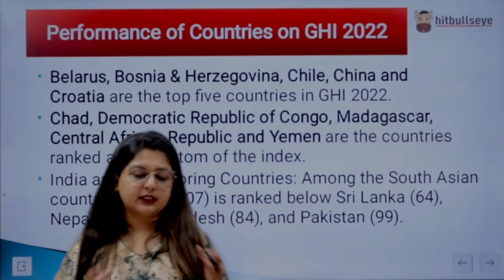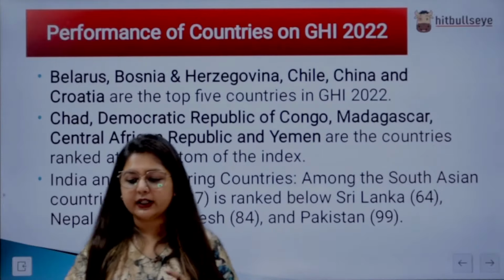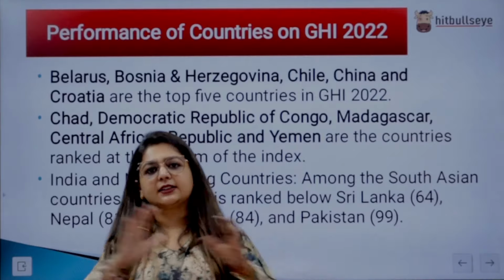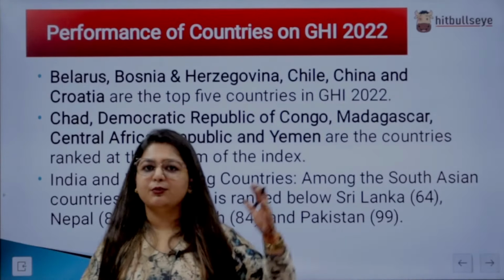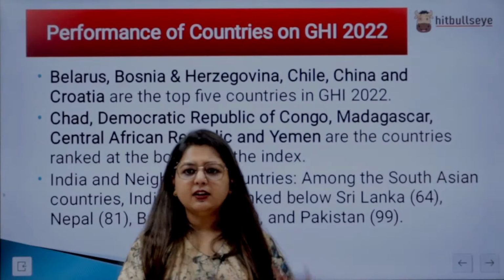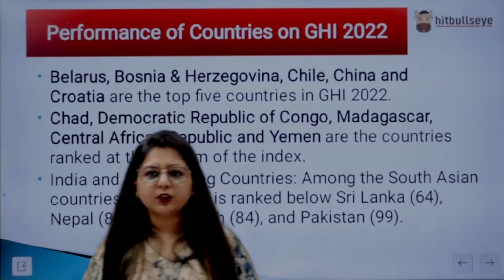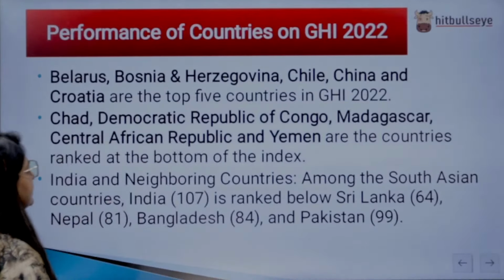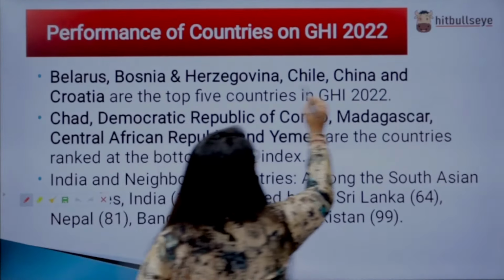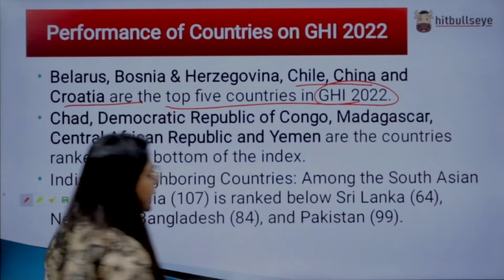Globally, this report mentioned that progress against hunger has already stagnated during the pandemic time. Which again is very much in parallel to the MPI, to the HDI, and even the poverty and shared prosperity report given by the World Bank, right? So according to this report, Belarus, Bosnia and Herzegovina, China, Chile, and Croatia are the top performing nations in 2022.